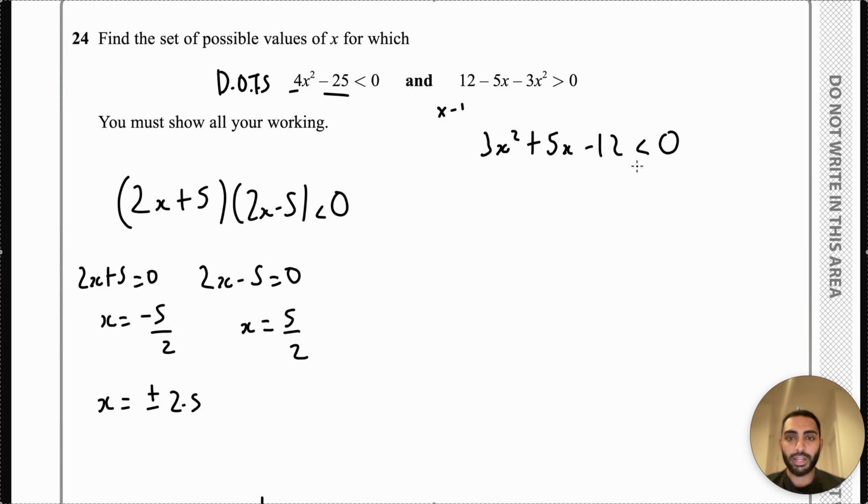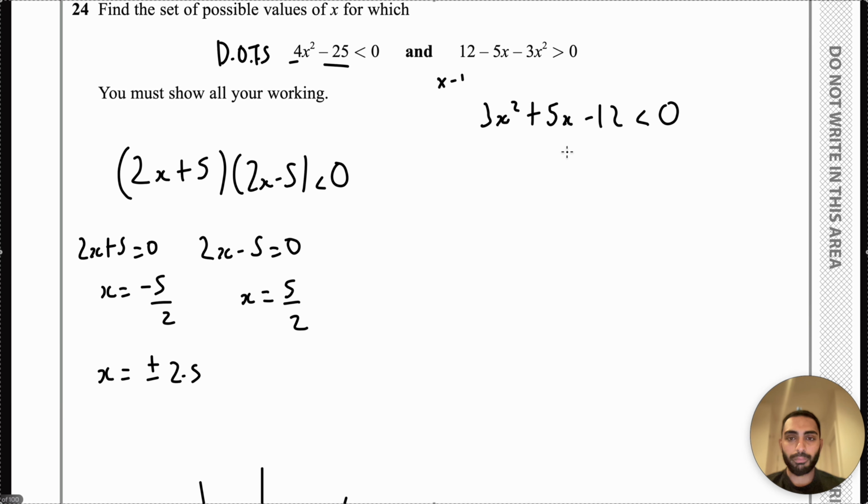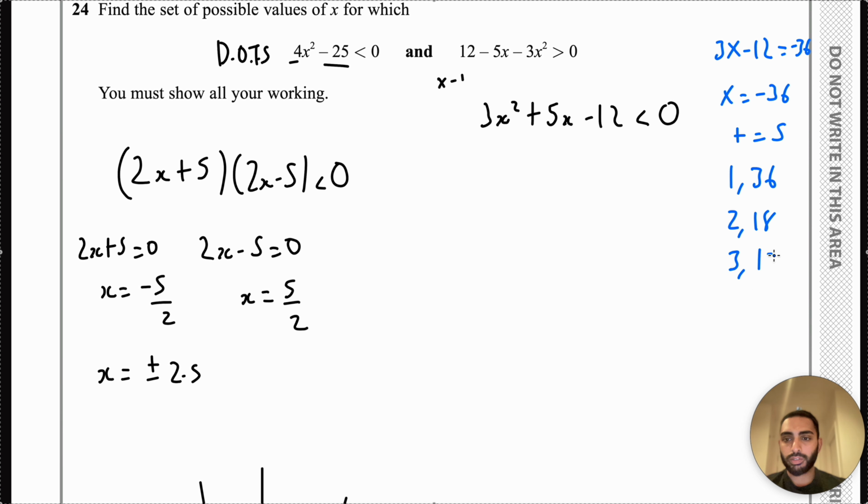So it's when it's below the x-axis. And it will also help when we're plotting on our graphs. We need to factorize this now. So I'm going to multiply 3 by -12, which is -36. So I'm looking for two numbers that multiply to make -36 and they add to make this 5. Let's try out the factors of 36. So that'd be 1 and 36, 2 and 18, 3 and 12, and 4 and 9. I'm going to stop here. I think 4 and 9 would work to make this 5.